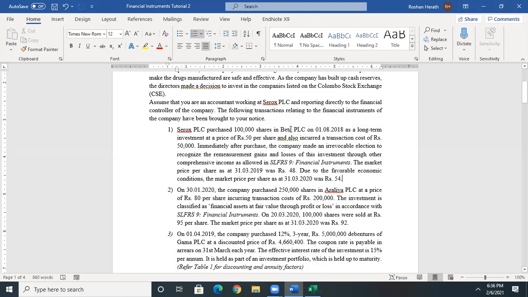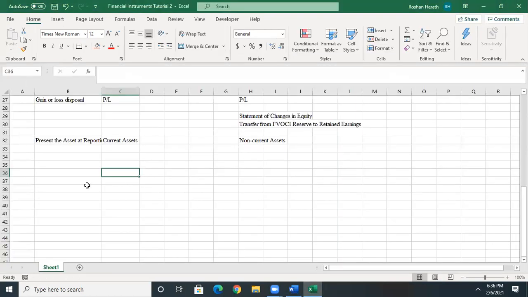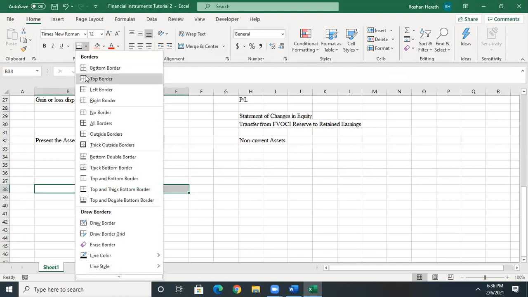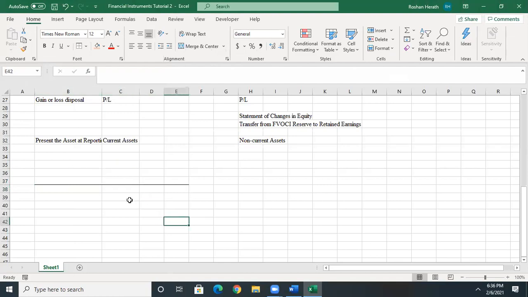Let us look at the first one. You purchased the shares on 1st of August 2018. The easiest way to get this across is having a T account, which makes things easy.